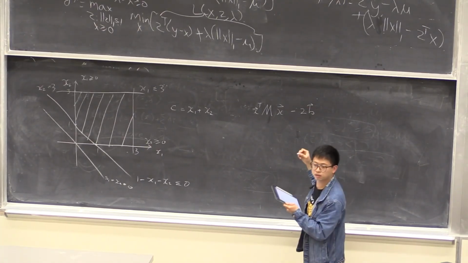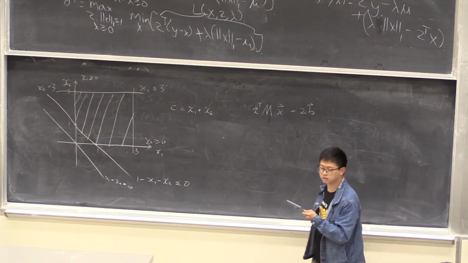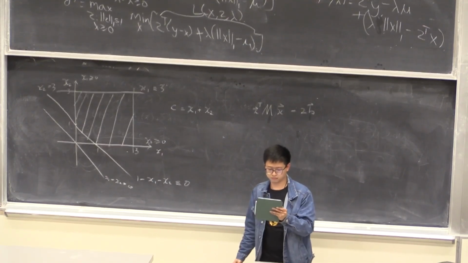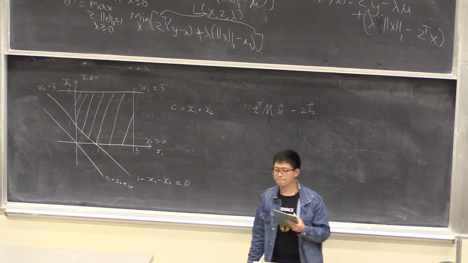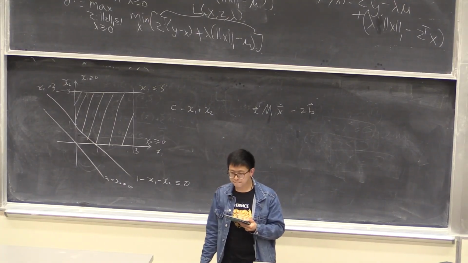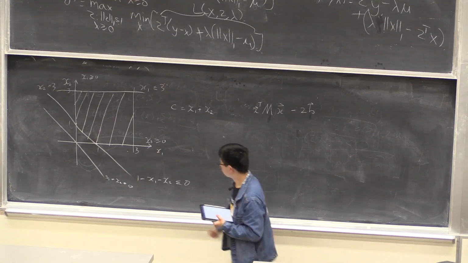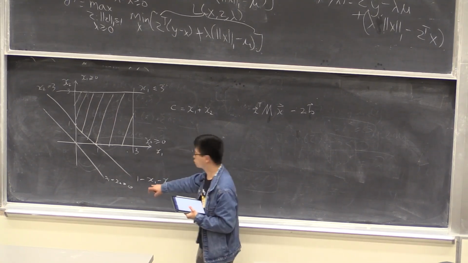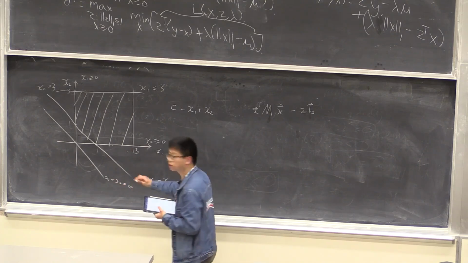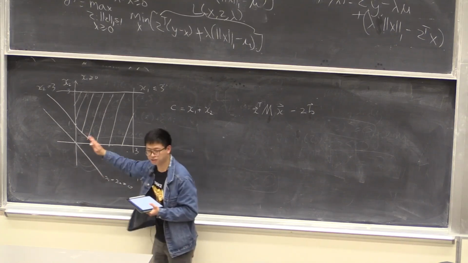Any questions? Yeah. What is this line in problem 5? This line here is completely outside of the feasible region. Oh, you mean this line? Yes. Oh yeah, this line is completely outside. I'm just illustrating. So this line is just illustrating.